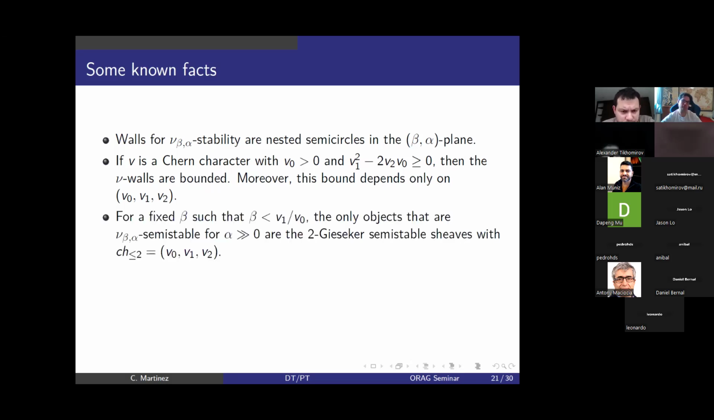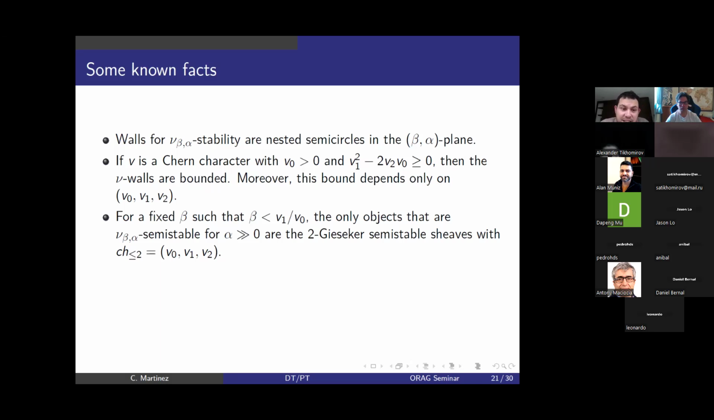So you can vary the V3 as you want, and you're not going to get any more tilde walls. Another thing is that if you fix the value of beta such that beta is less than V1 over V0, which is like the Mumford slope, then the only objects that are semi-stable for large values of alpha are the 2 Gieseker semi-stable sheaves with Chern characters V0, V1, and V2. This is very similar to the proof of Bridgeland for surfaces when he computes the large volume limit. So if I take beta sufficiently negative, then the 2 Gieseker semi-stable sheaves appear as tilde semi-stable objects when alpha is very big.